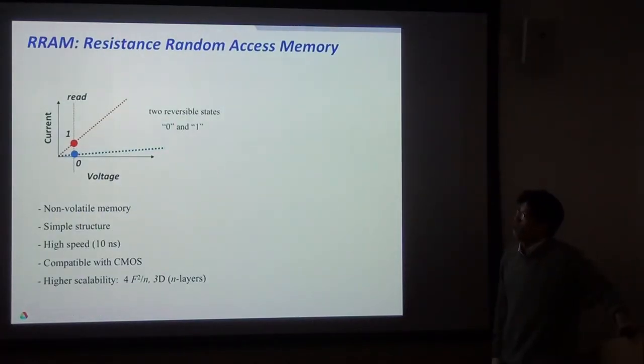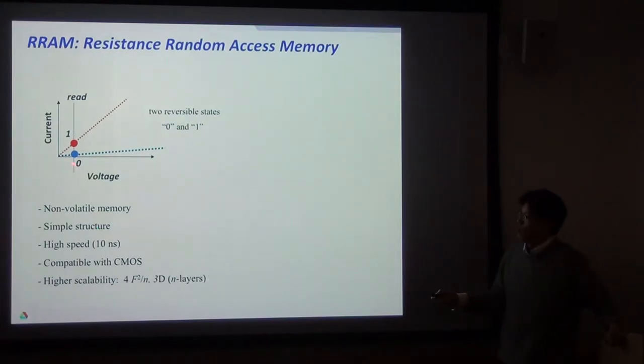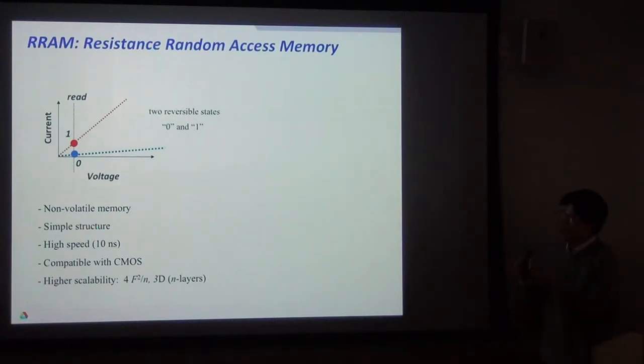So what is a resistive random access memory? There are two reversible information states, like 1 or 0. So you can use 1 or 0 as a memory state. And also you can change from 1 to 0 or 0 to 1. So you can control it by simply applying the voltage.